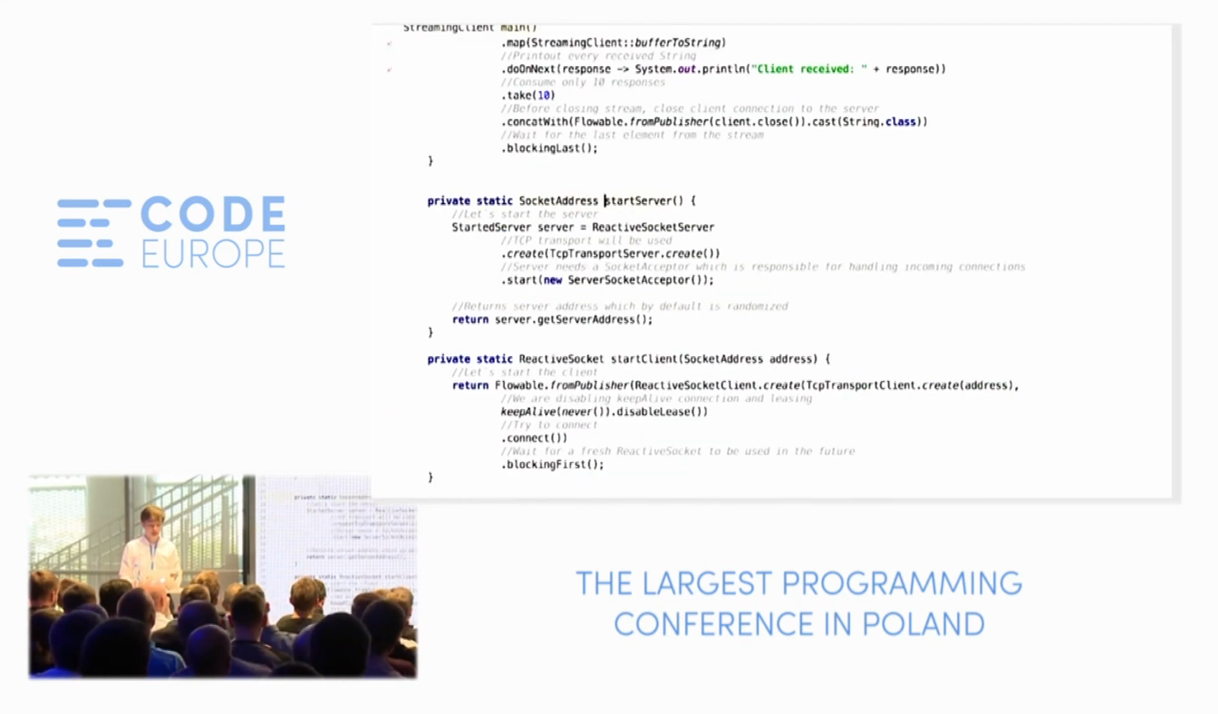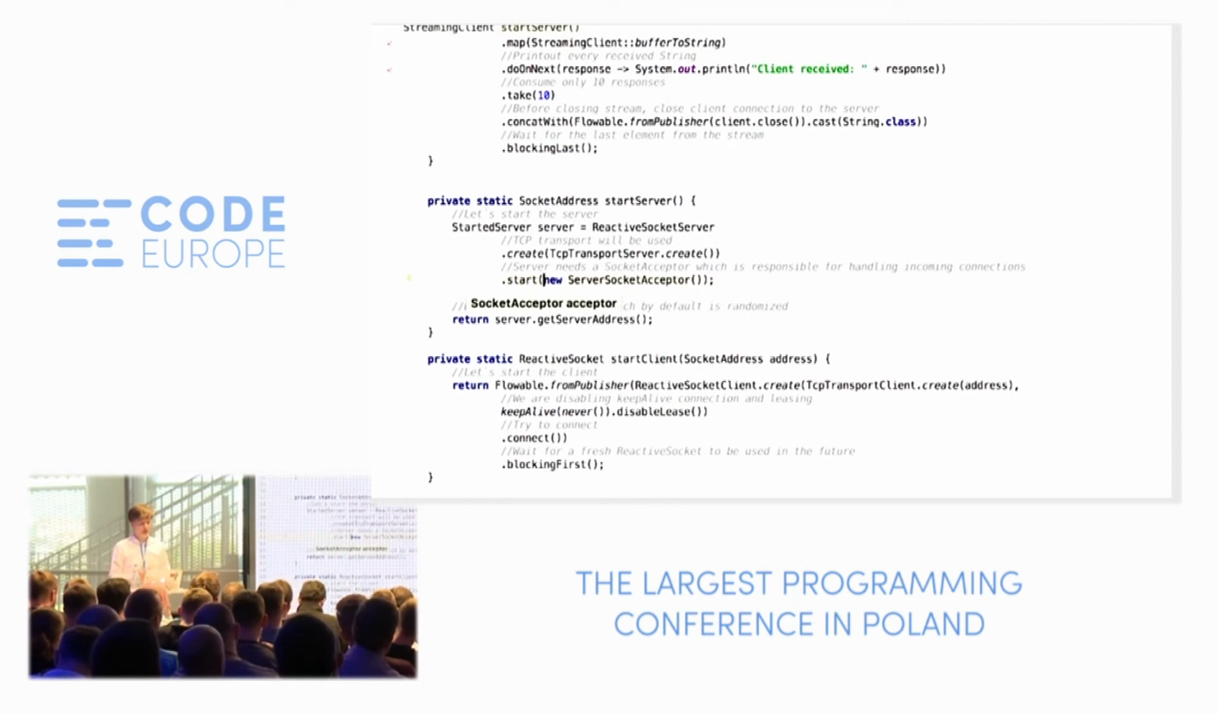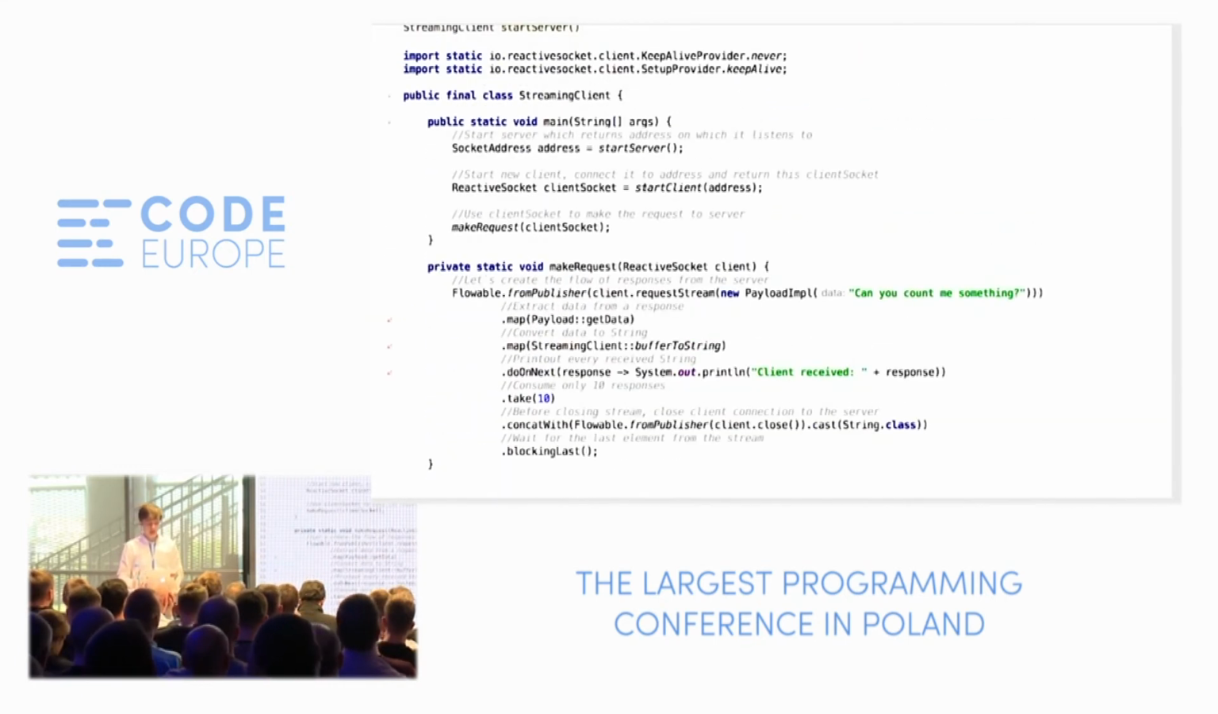So let's see how we can easily start the server. We just have a Reactive Socket server, create. We are providing the transport layer which we would like to use. Here we are using the TCP transport layer. We are not providing the port, so the port of communication will be chosen randomly. And then we need to provide an implementation of a socket acceptor. This socket acceptor is the logic of our server, the business logic, how the server will handle the requests. So it's really easy, and finally when we start the server, we are returning from this function just the server address.